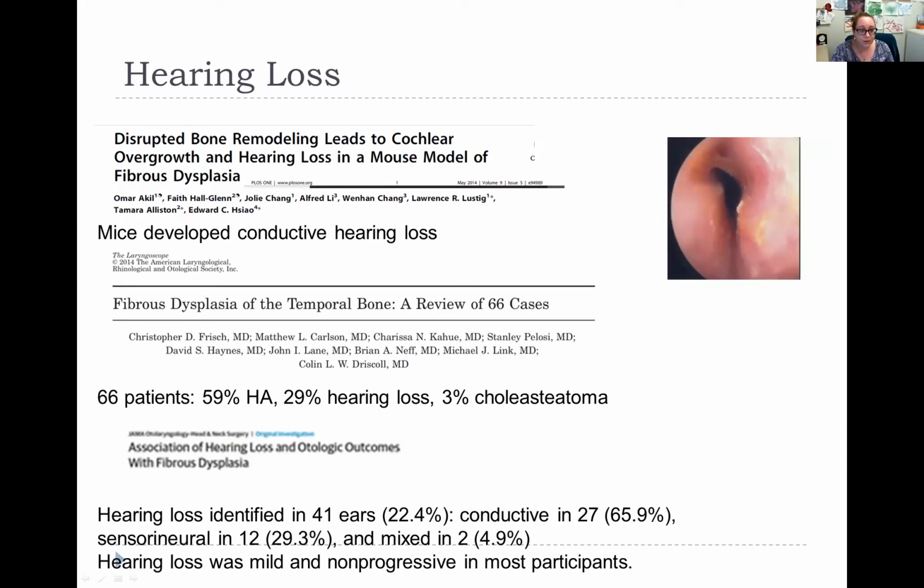In another paper from the Laryngoscope back in 2014, they looked at 66 of their patients and basically found that about 29% were complaining of hearing loss, about 3% complained of cholesteatoma, and a huge percentage were complaining of headaches. And then in this other paper written by Dr. Boyce, which was in JAMA Otolaryngology, they're showing that hearing loss was identified in 41 ears, which was about 22% of this cohort. And again, the vast majority was found to be conductive hearing loss. However, it was noted that the hearing loss was mild and non-progressive in most of the patients.